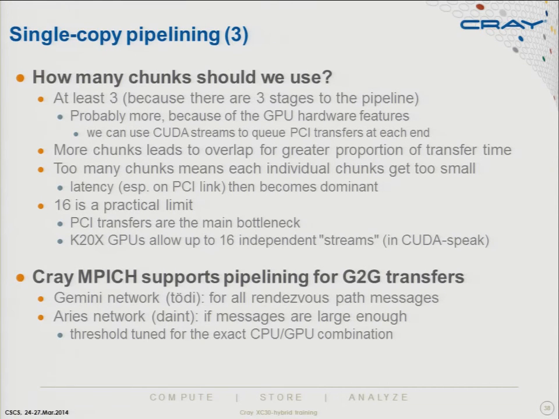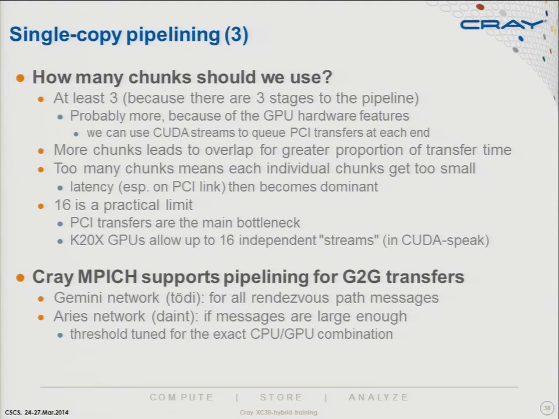Internally, how does it work? Well, basically, it's using CUDA streams, if you know anything about CUDA, the asynchronous streams. It's using streams to queue up the PCI transfers at each end. The more of these you've got queued, the faster it gets things through, just because there's less time getting the next one up and ready because it's all queued up. So more chunks gives you greater overlap.